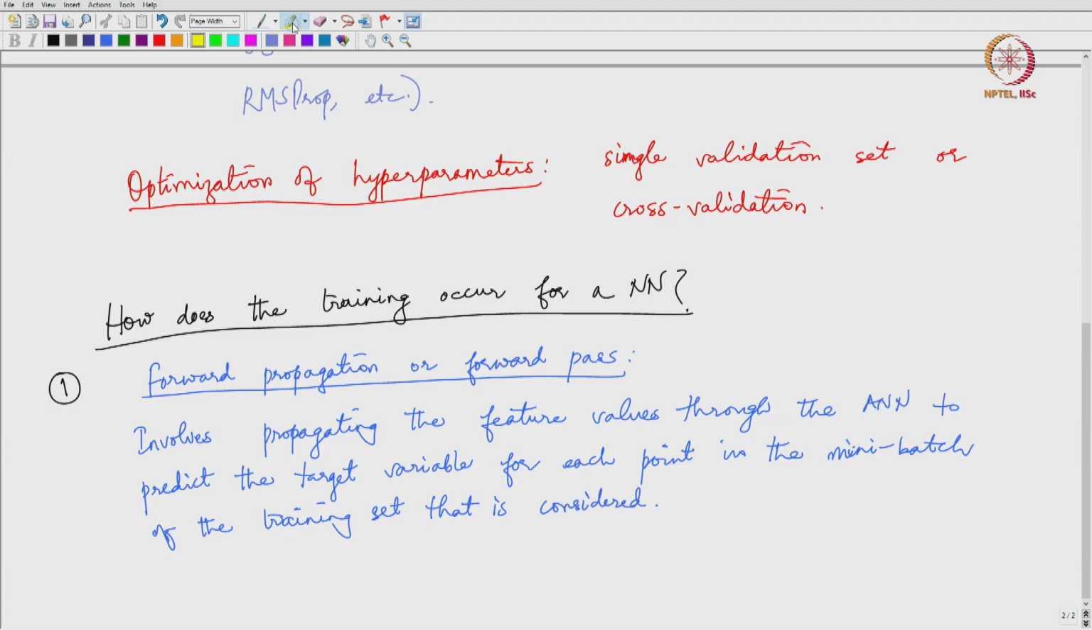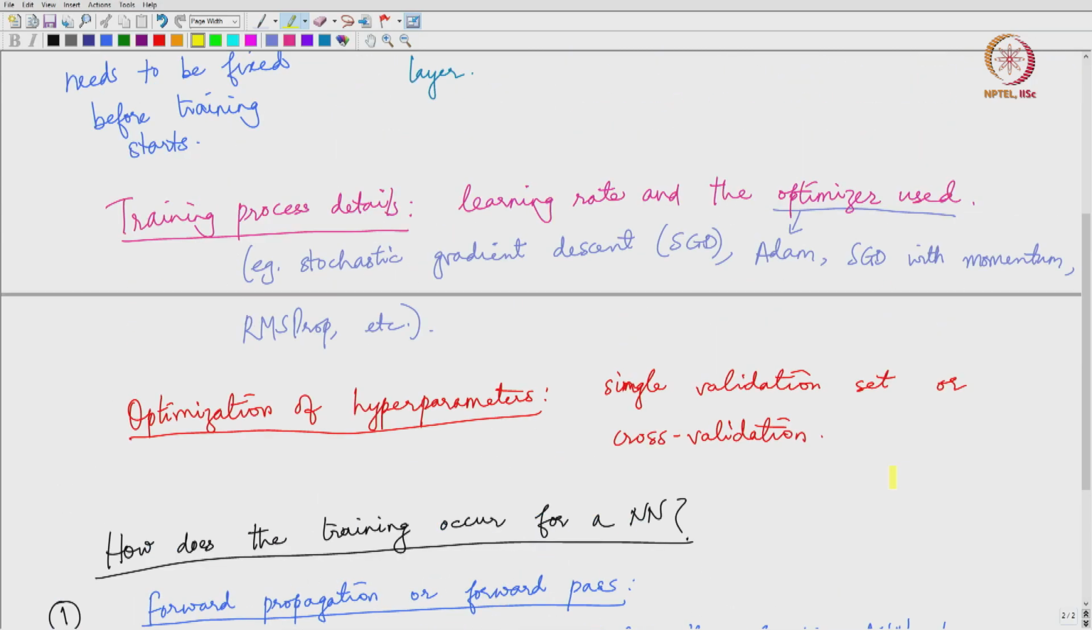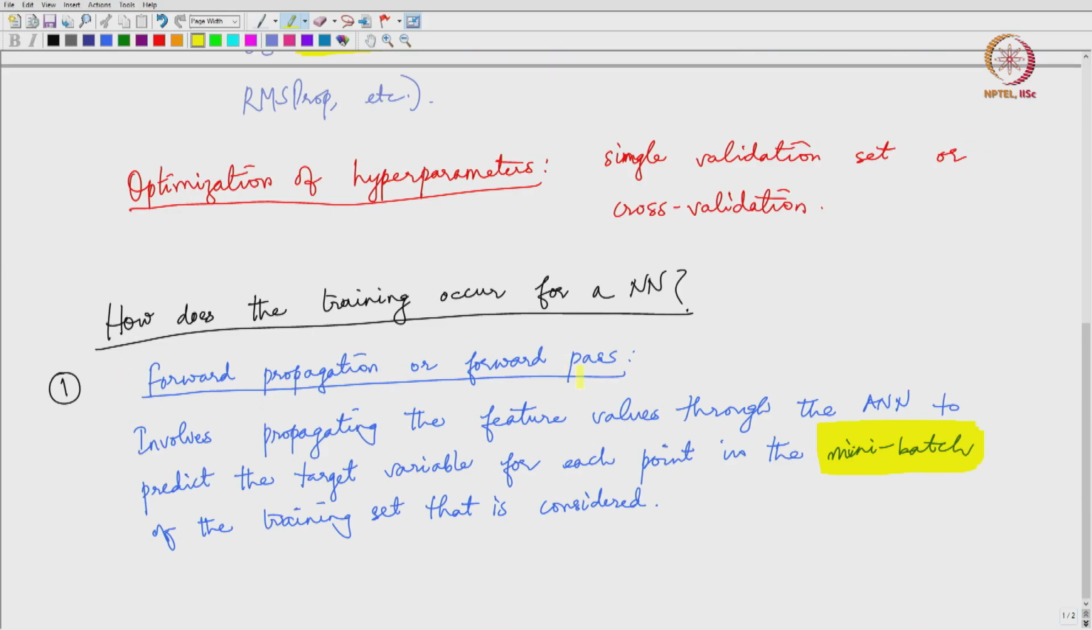Now, why are we talking about a mini batch? Because as we already discussed, training of neural networks is computationally an expensive process. So for this reason we use a stochastic gradient descent method or its variants such as ADAM, SGD with momentum or RMS prop, and in this process you divide your training set into mini batches, and thus whenever you want to update the parameters you only have to compute the value of the target variable for each point in the current mini batch. So that is what I am writing here.